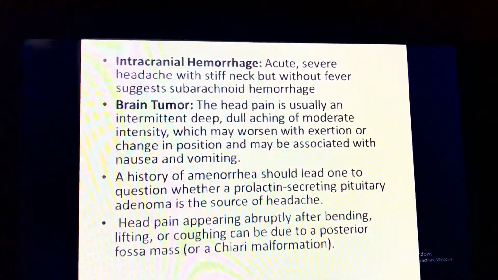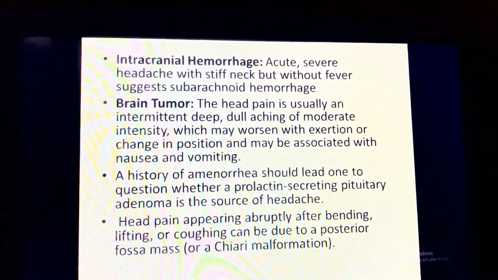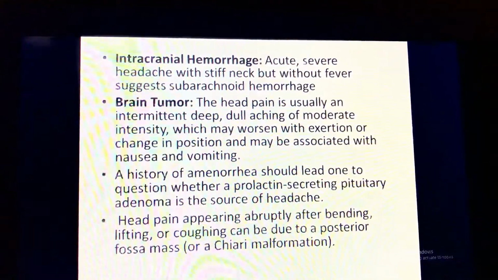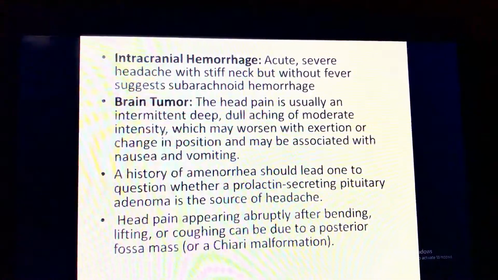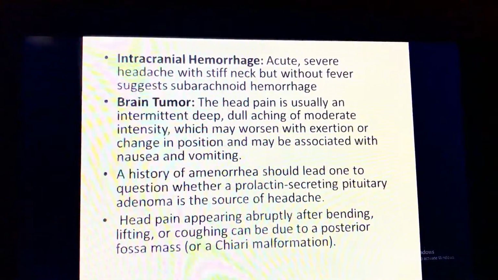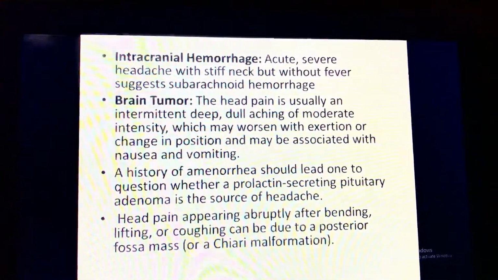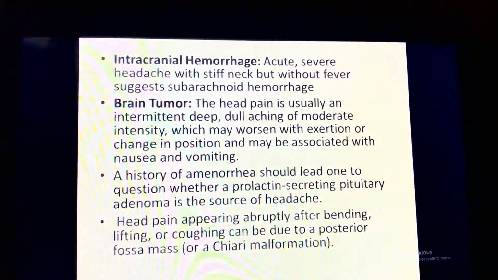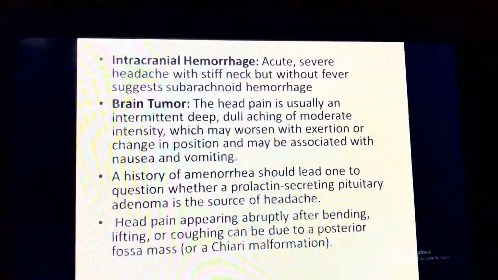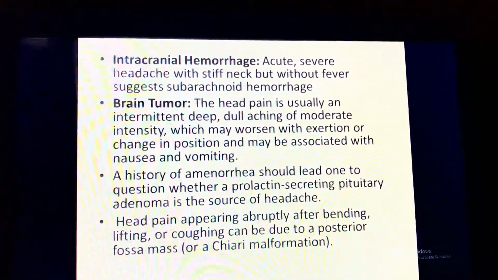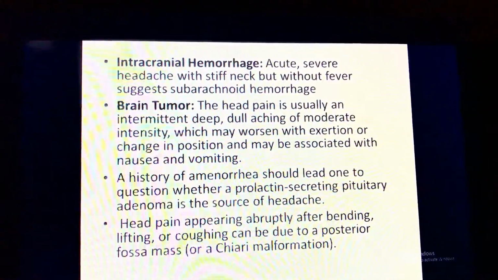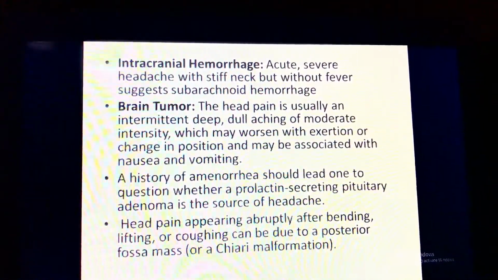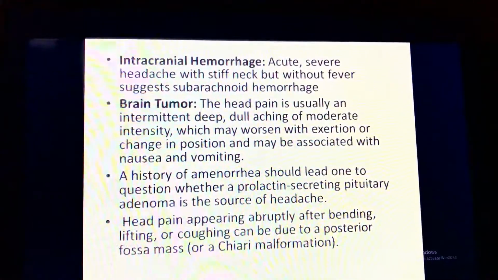Brain tumor. The head pain is usually an intermittent, deep-aching pain of moderate intensity, which may worsen with exertion or change in position and may be associated with nausea and vomiting. When you have a tumor, you will have a headache which may worsen with exertion or change in position and may be associated with nausea and vomiting.